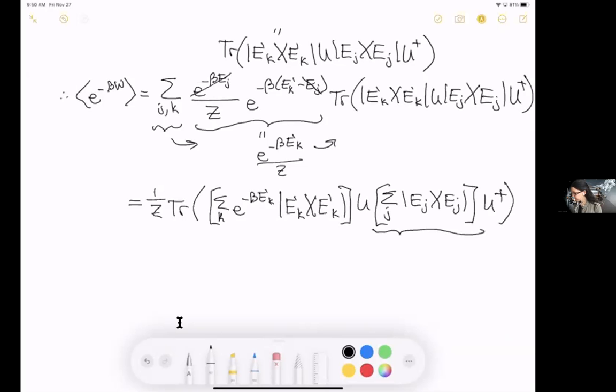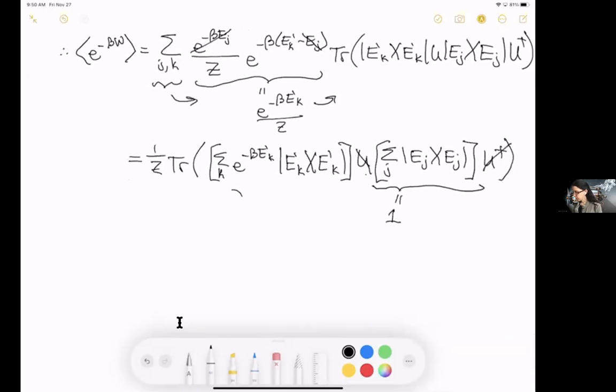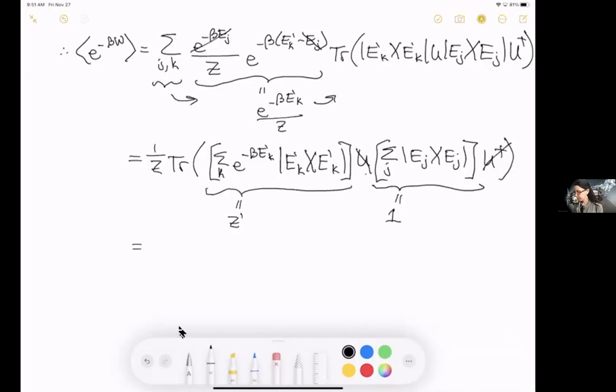This second parceled off factor is a resolution of unity. So this u on the left-hand side can cancel with the u dagger on the right-hand side. What we have in this parceled off factor is just the partition function associated with the final Hamiltonian. So our average e to the negative beta w is z prime over z.